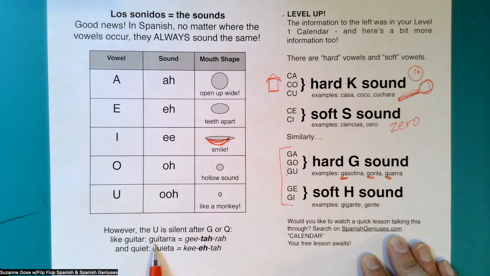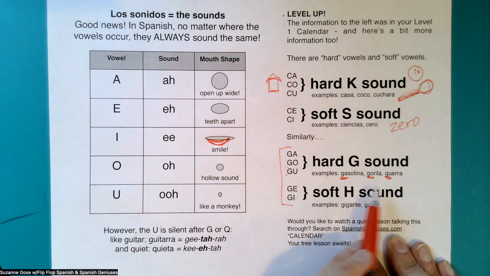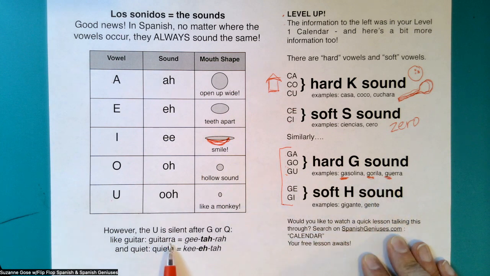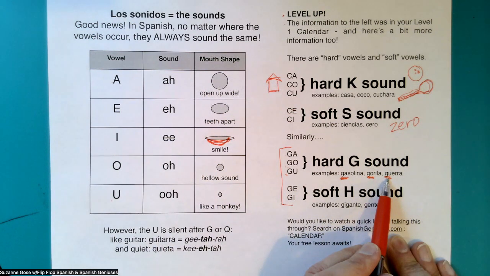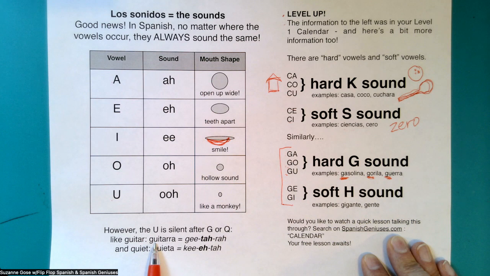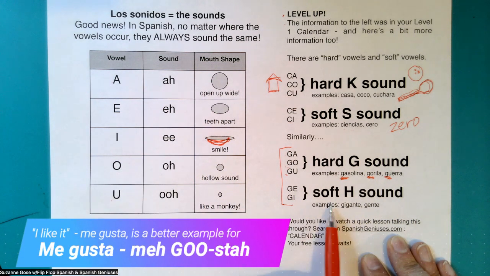See, guitarra, GU is making it hard because we have the I or the E. So guerra is not guerra. It's not guitarra. It's guitarra and guerra. War. This is war. This is a gorilla. This is gasoline. The GE and the GI, without a U in front of it, it makes an H noise. So see over here, we have the U. So that's going to make it hard. Guitarra. The U is silent because it's just trying to make it hard.